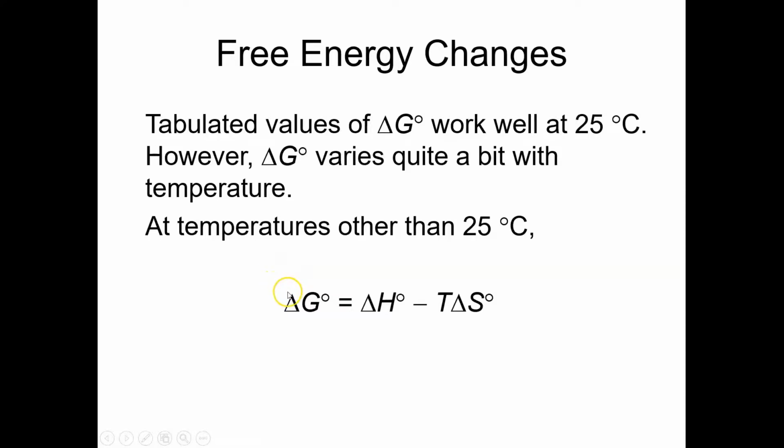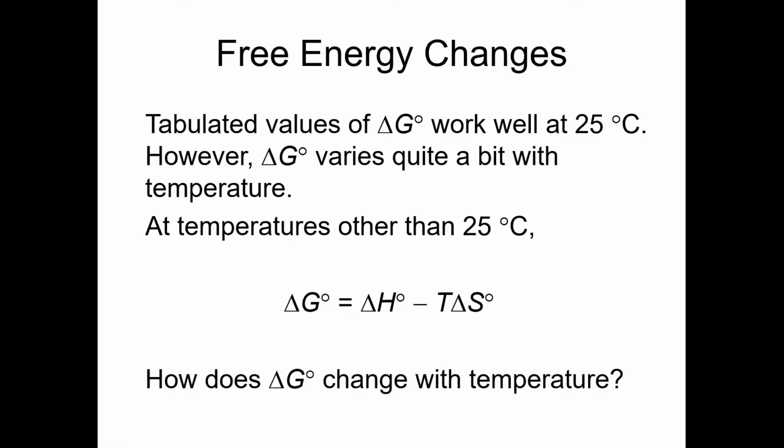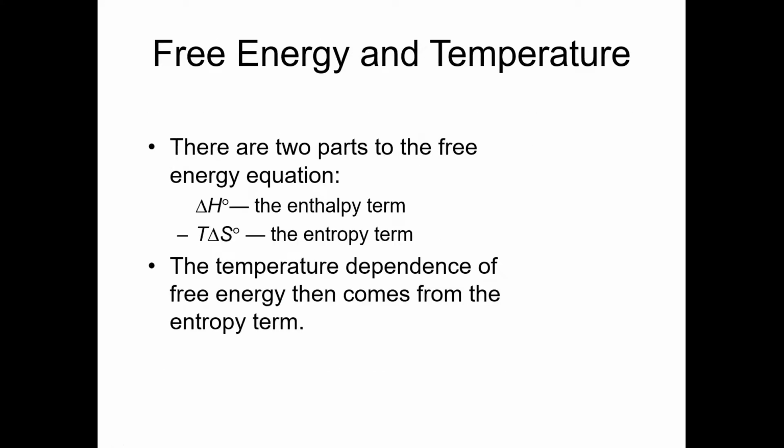I've just said that delta G varies quite a bit with temperature. As it turns out, delta H values are fairly stable with temperature as long as you're staying in the same physical state. Similarly, delta S values are fairly stable with temperature as long as you're staying in the same physical state. So we can use tabulated values for delta H and delta S across a range of temperatures, but we cannot use tabulated values for delta G across a range of temperatures. And so how does delta G change with temperature? Well, there are two parts to the free energy equation.